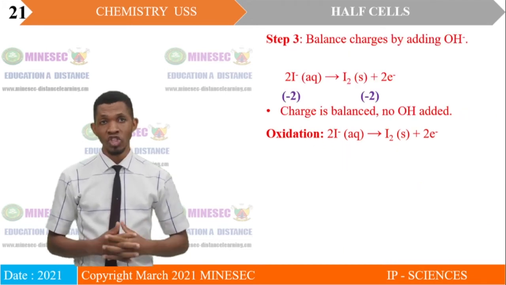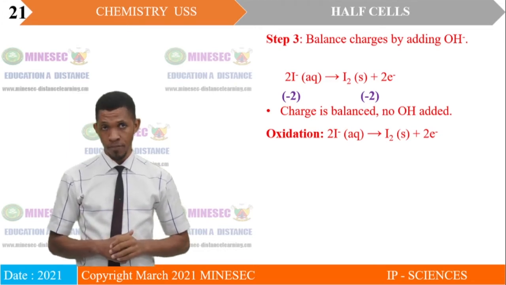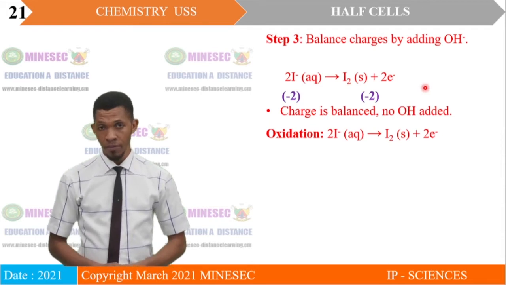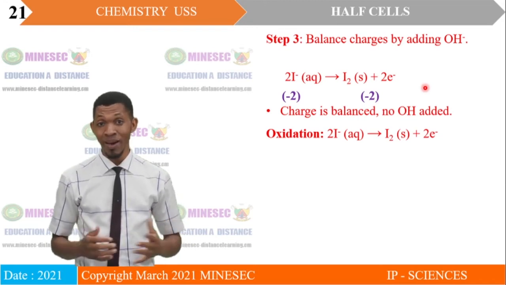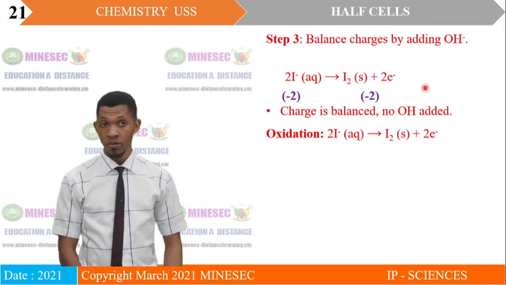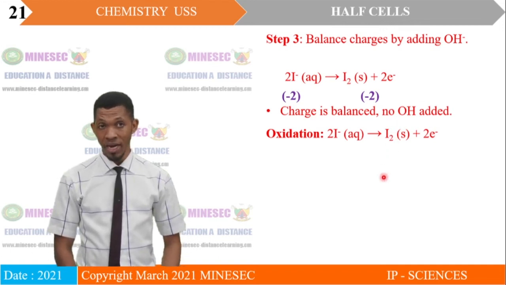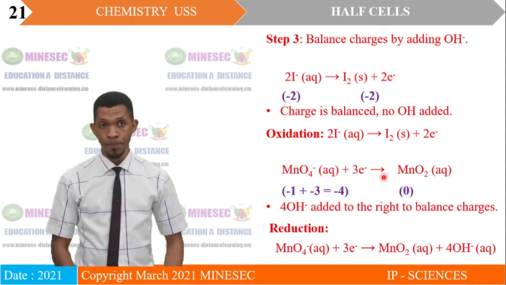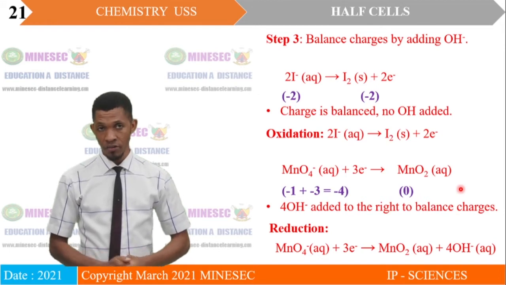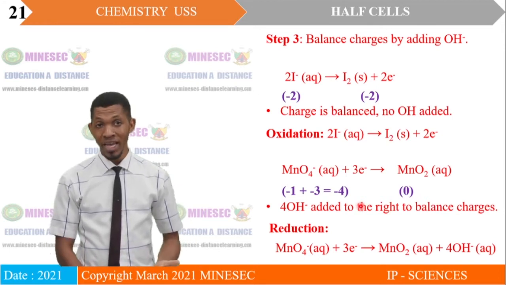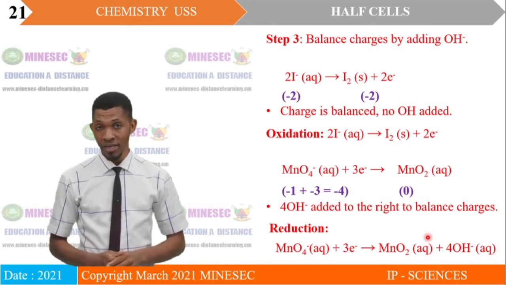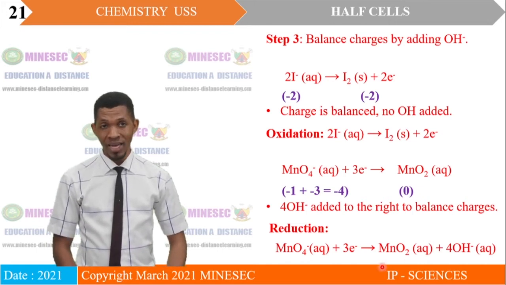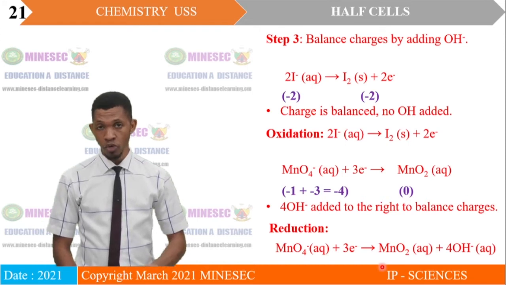Step 3, balance charges by adding hydroxide ions. Now, in the oxidation half equation, there are 2 negative charges to the left and 2 negative charges to the right. So the charge is balanced, and so there is no need to add hydroxide ion. And so the oxidation half equation remains 2 iodide giving iodine plus 2 electrons. Looking at the reduction half equation, there are 4 negative charges to the left and no negative charge to the right. And so to balance the charges, 4 hydroxide ions will be added to the right. And therefore, the reduction half equation becomes permanganate plus 3 electrons, giving manganese 4 oxide plus 4 hydroxide ions.